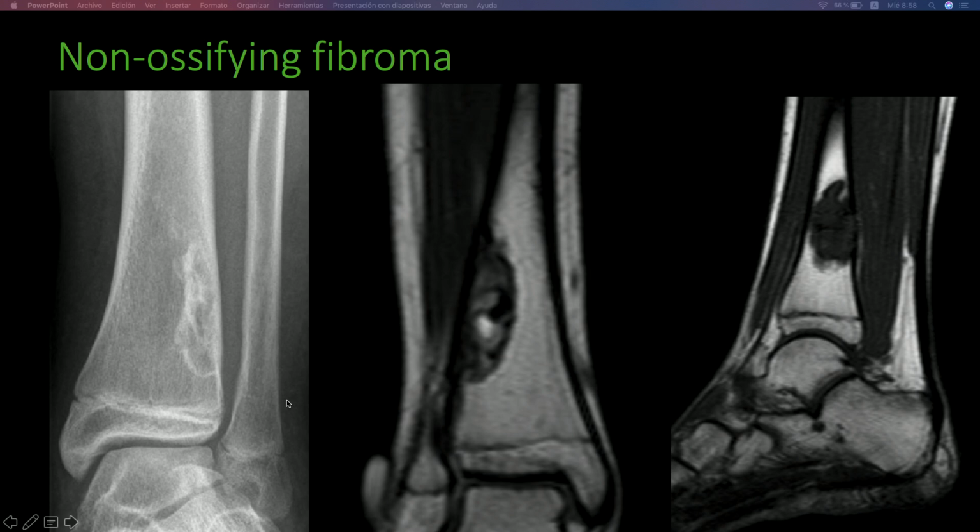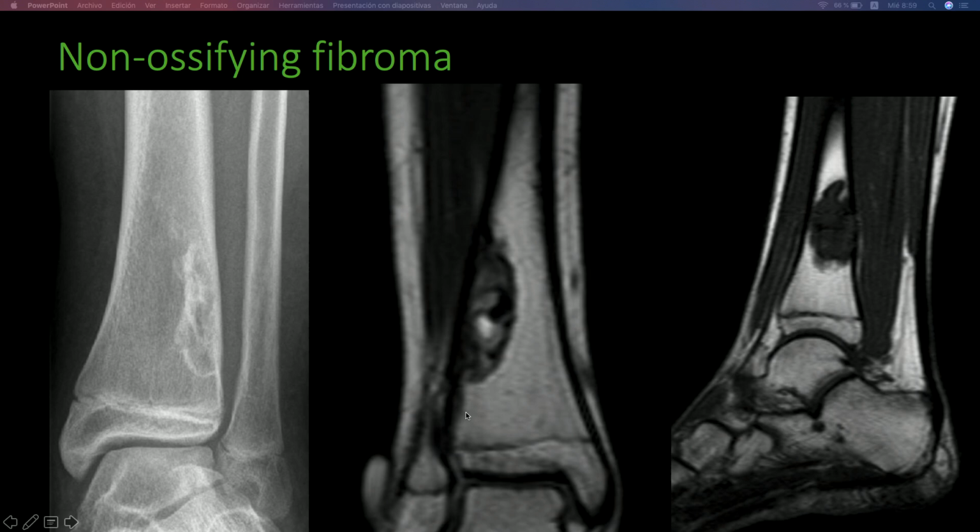The other differential diagnosis is the non-ossifying fibroma. These are the most common of non-neoplastic fibrous bone lesions. And these are a larger version of the fibrous cortical defect. And these are typically multiloculated lucent lesions with a sclerotic rim. This is the most important thing: they are located eccentrically in the metaphysis, and they will be adjacent or nearby to the physis. As the patient ages, it seems to migrate away from the physis.